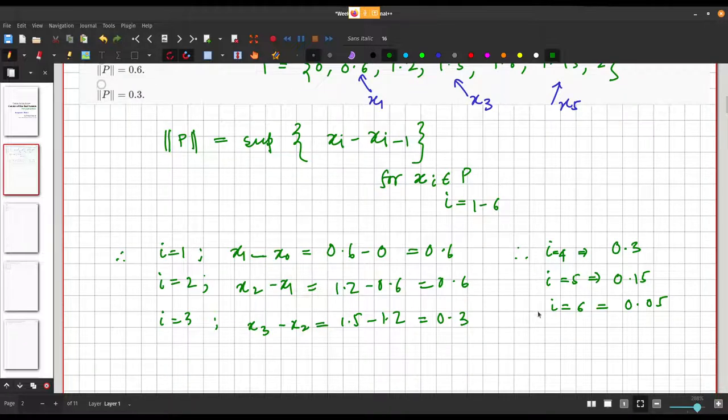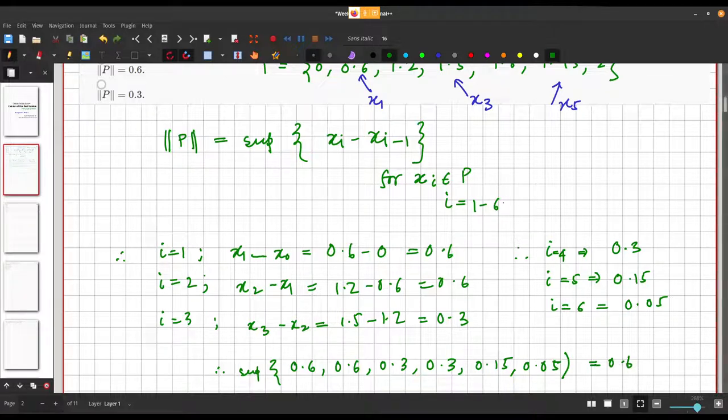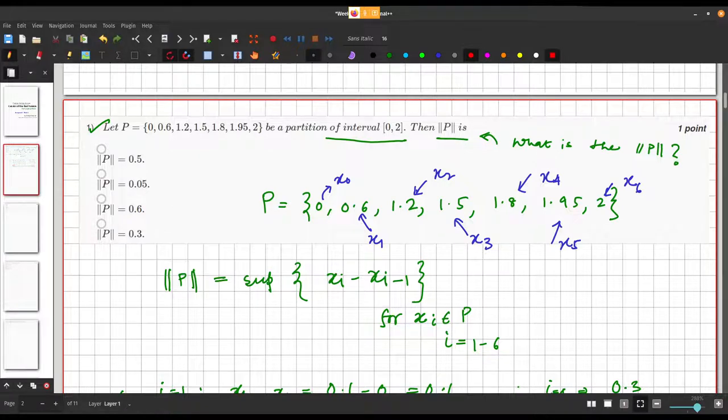So we have to take the supremum of all these elements, which is basically the maximum value. That is 0.6. So this is our answer. Okay, so now let us check. We can see that the third one matches our answer.